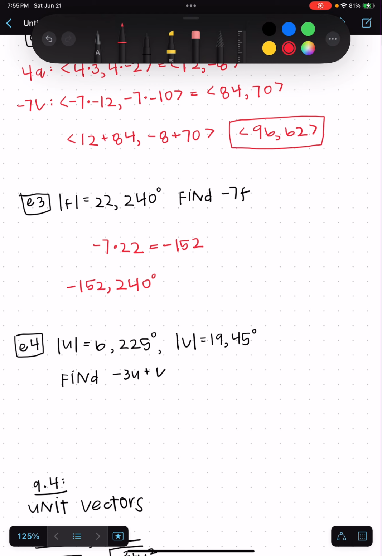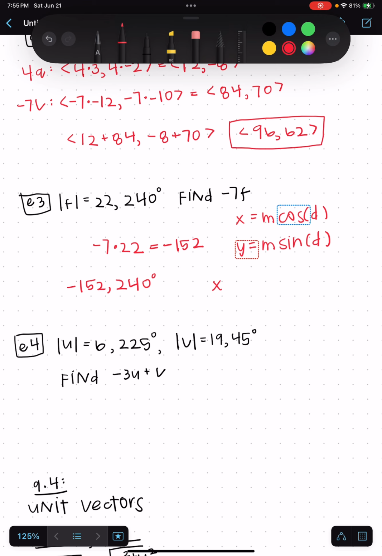Oh, it's asking you to find the component form. And so from there, now we can convert that to component form. To convert that to component form, remember, we're going to use the formulas. X is equal to m times cosine of d, and y is equal to m times sine of d.